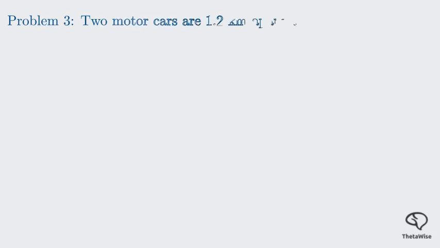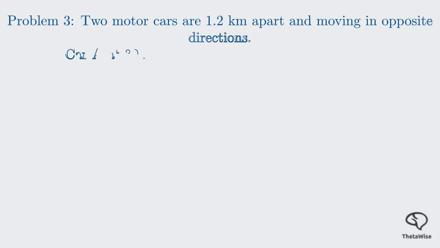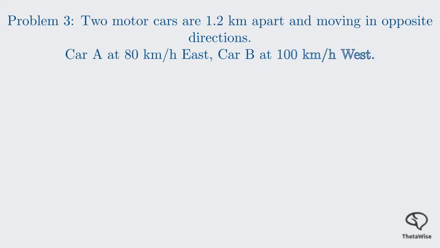We've reached question 3. This problem involves two cars moving in opposite directions. The problem states, two motor cars are 1.2 kilometers apart and moving in opposite directions. Car A is moving at 80 kilometers per hour due east, and car B is moving at 100 kilometers per hour due west. Let's set up our reference frame.